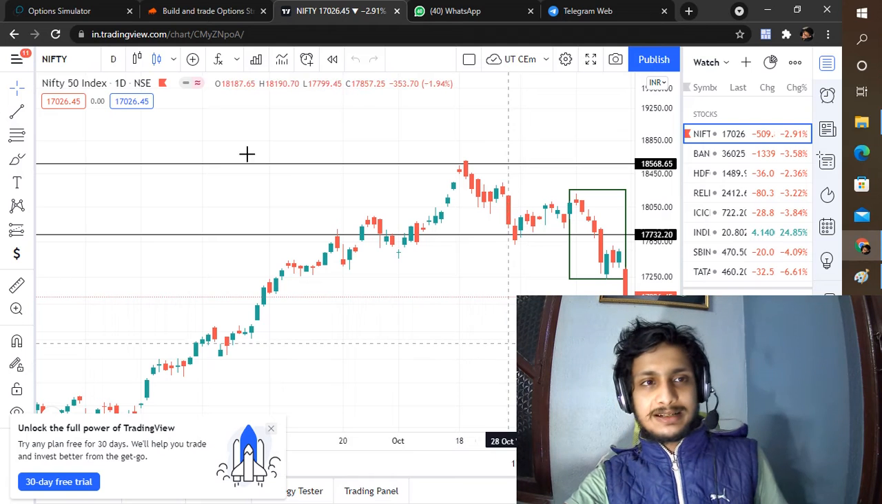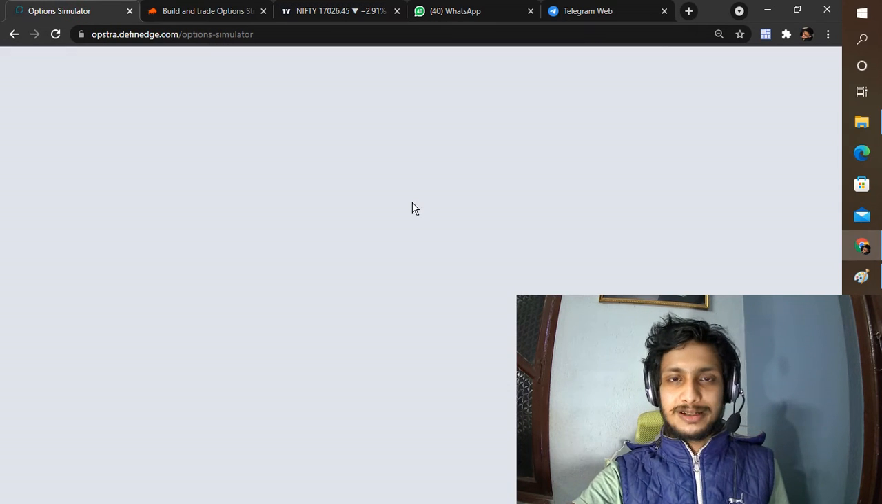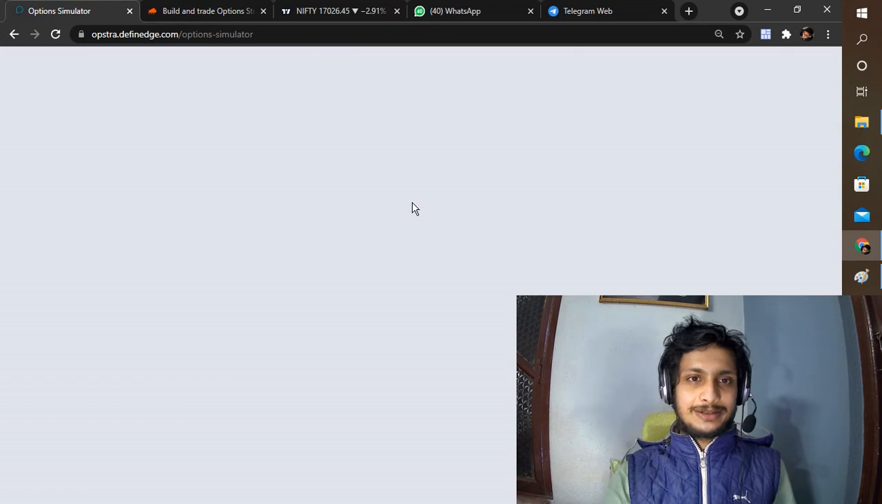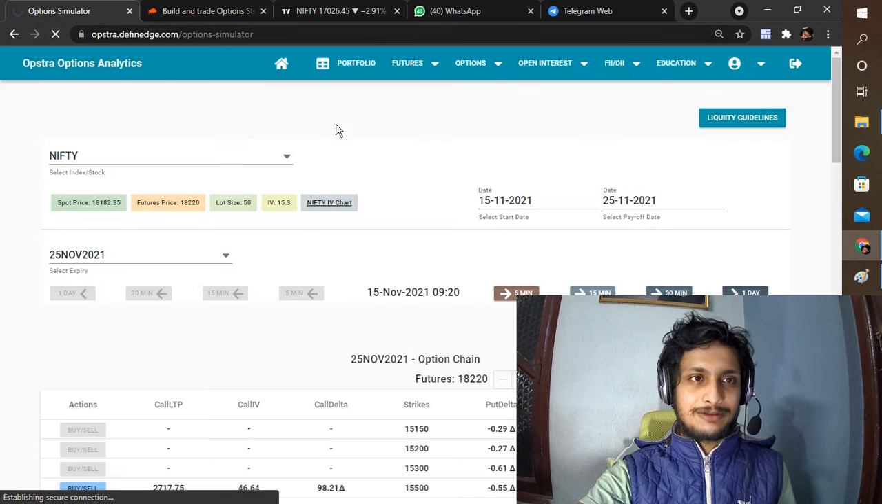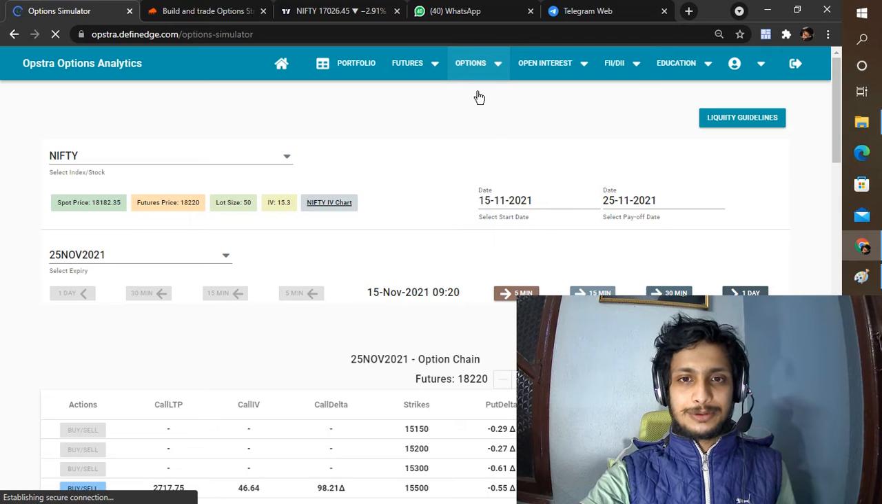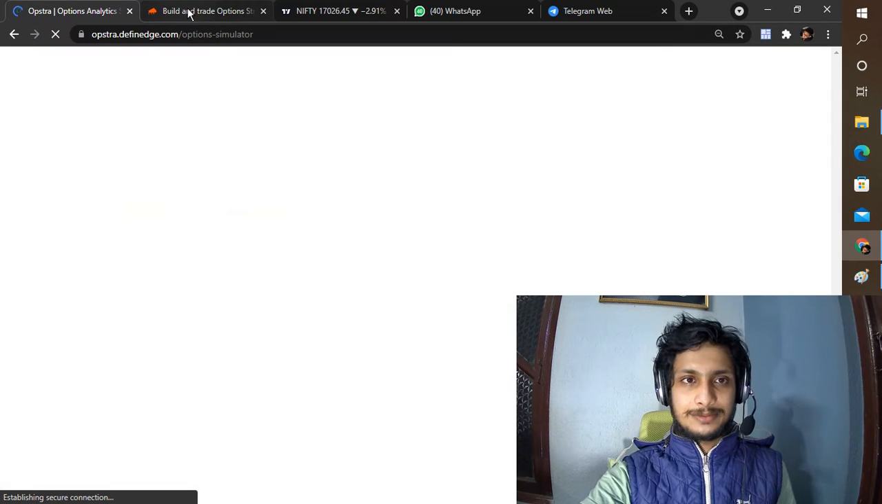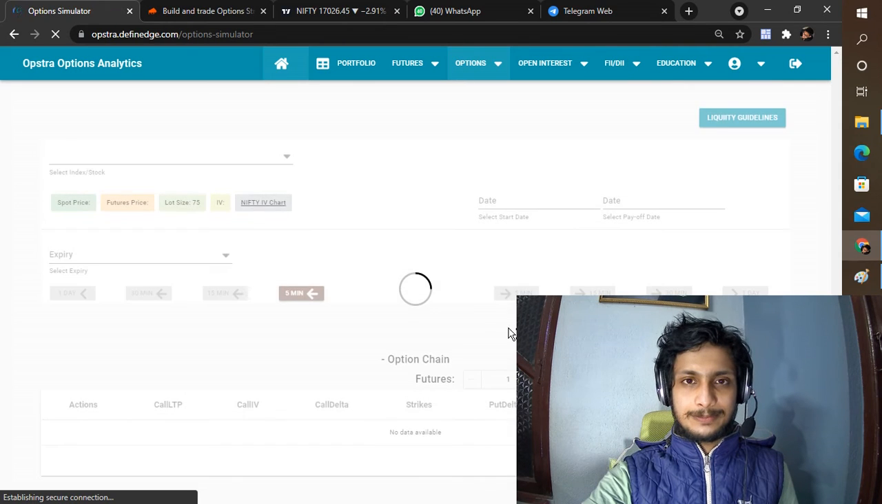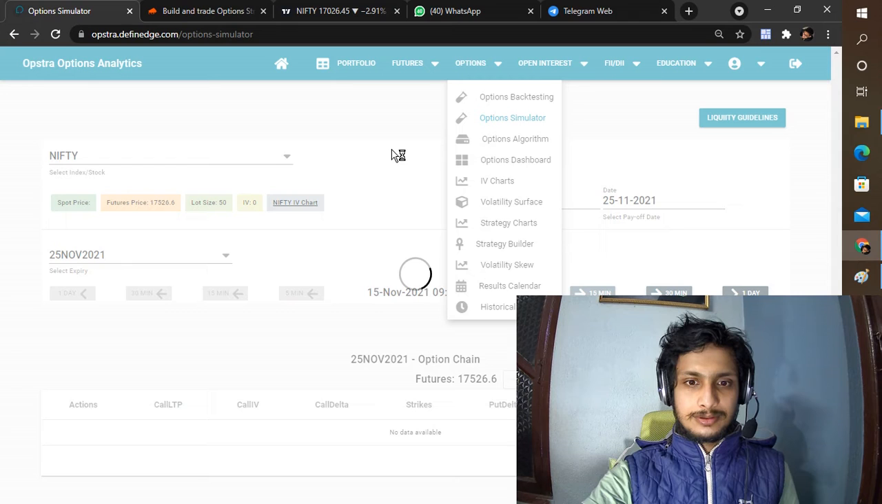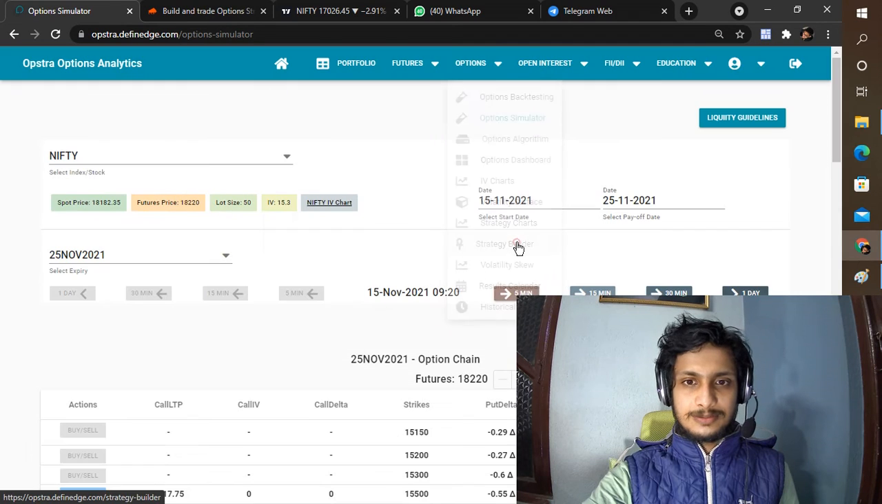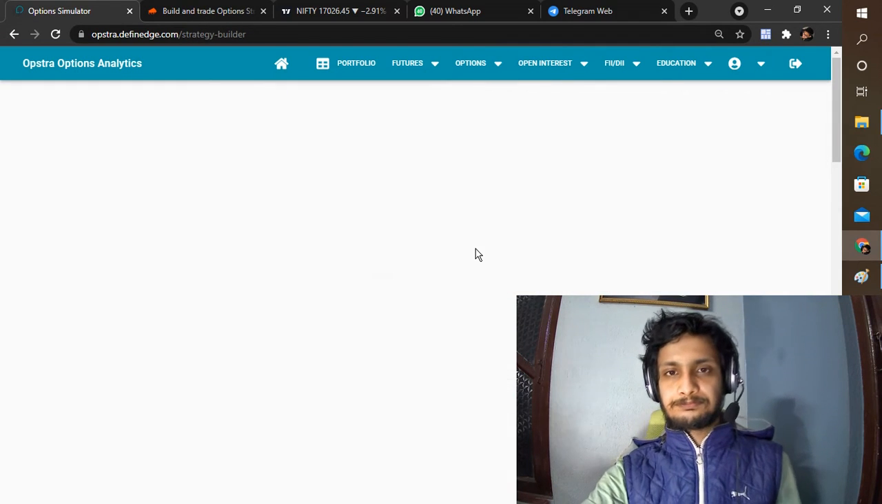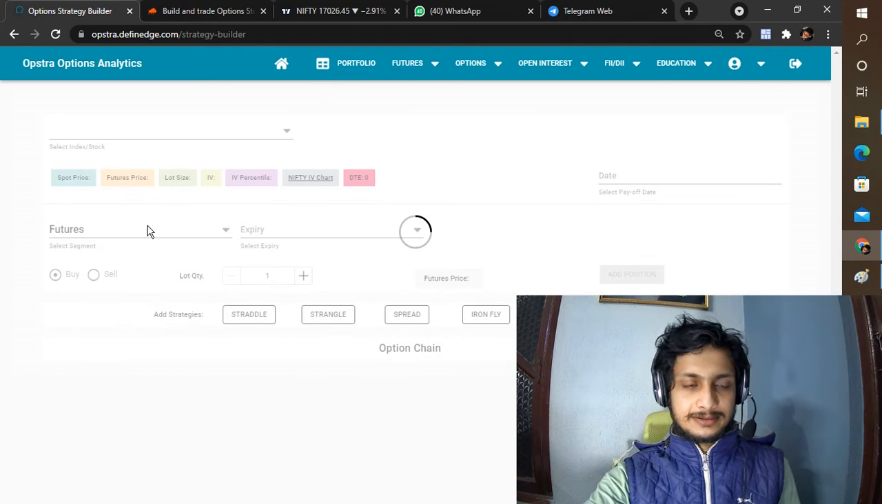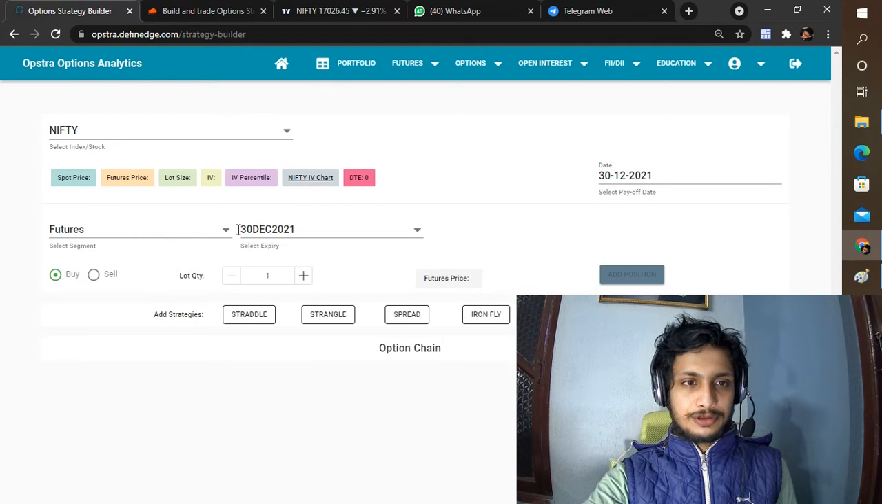So let's move to the Opstra option simulator platform. On my screen you can see I have opened the option simulator platform. Let me go to the strategy builder page. Well, it's taking a little bit of time. So this is basically the strategy builder page, and in place of futures here we will select options.